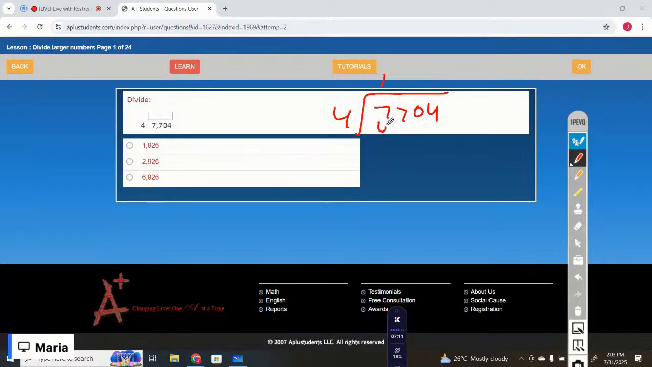4 times 1 is 4. 7 take away 4 is 3. Let's just bring the next digit down because we cannot divide 3 by 4. So we need to count a table of 4 until 37. 4 times 9 is 36. 37 minus 36 is 1. Now let's bring the other digit down. 4 times 2 is 8. 10 take away 8 is 2, and let's bring the next digit down.